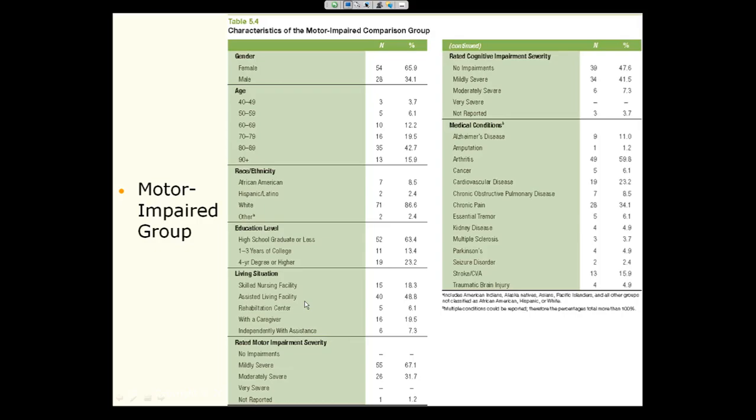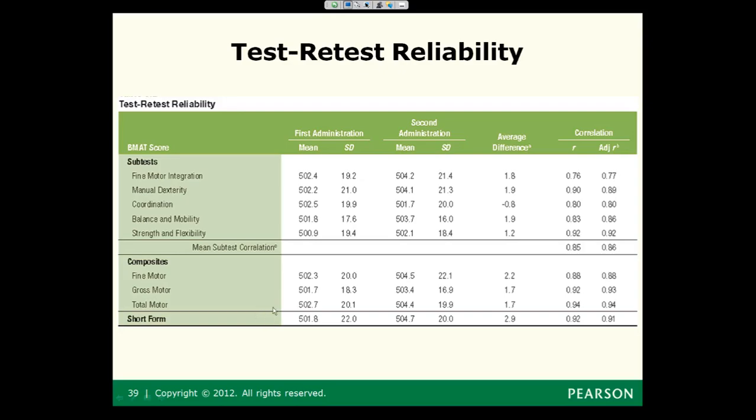I see that we're running out of time, but let me just go through quickly some of the additional reliability and validity information. This is just showing us that the test-retest reliability is very high here. Generally, reliability coefficients that are 0.70 and below are poor, between 0.7 and 0.79 are fair, 0.8 to 0.89 are good, and 0.9 and above are excellent.